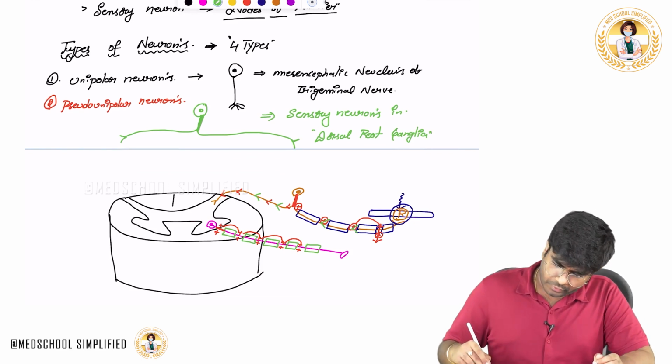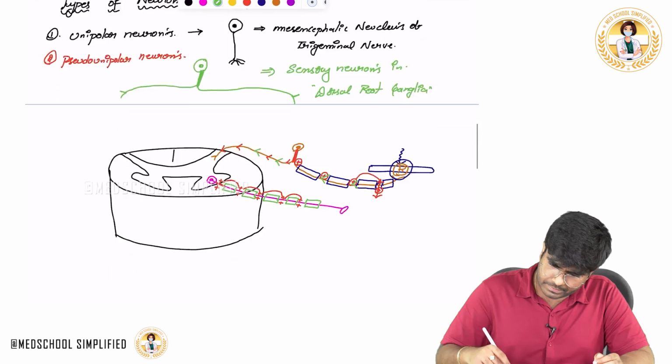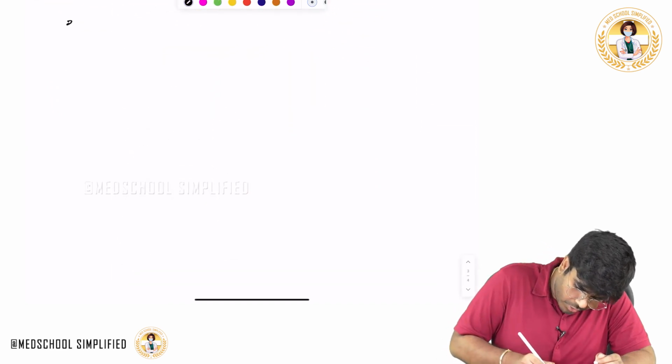Then the next type of neuron which I want you to know is the bipolar neuron.